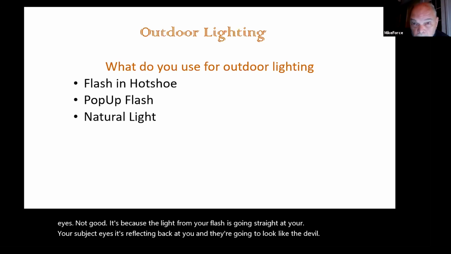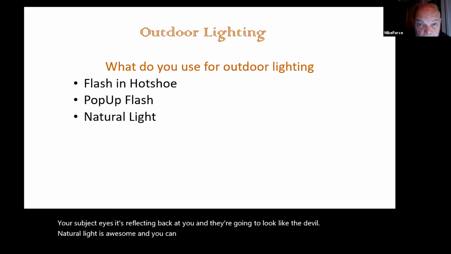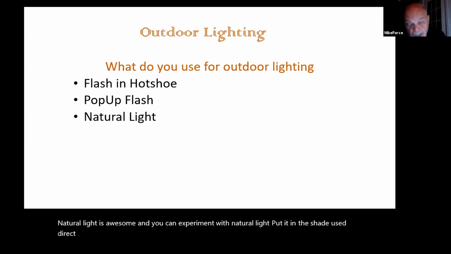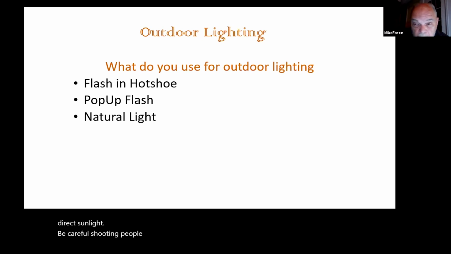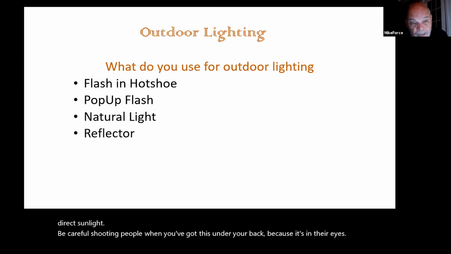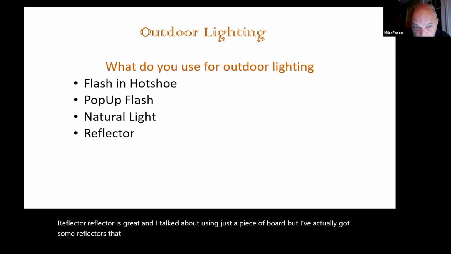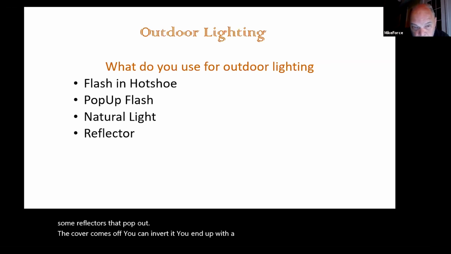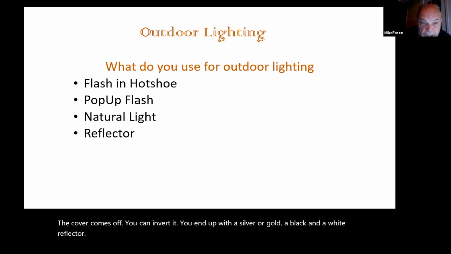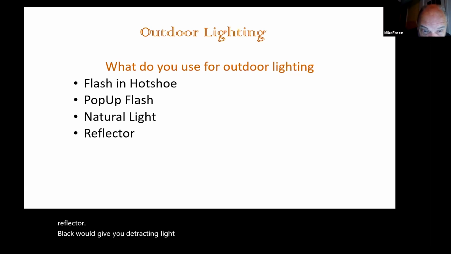Natural light is awesome, and you can experiment with natural light. Put it in the shade. Use direct sunlight. Be careful shooting people when you've got the sun to your back because it's in their eyes. Reflector's great, and I talked about using just a piece of board, but I've actually got some reflectors that pop out. The cover comes off. You can invert it. You actually end up with a silver, a gold, a black, and a white reflector. Black would give you subtracting light, and of course the white, silver, gold will give you added light.